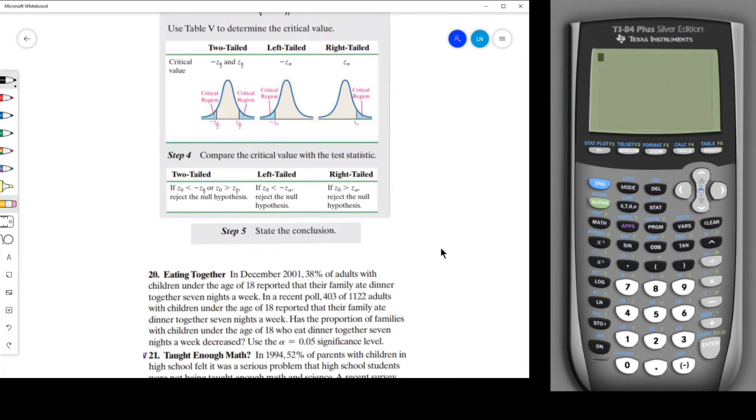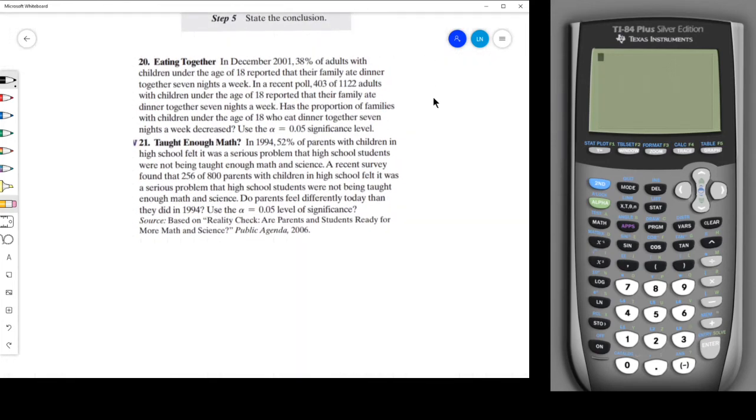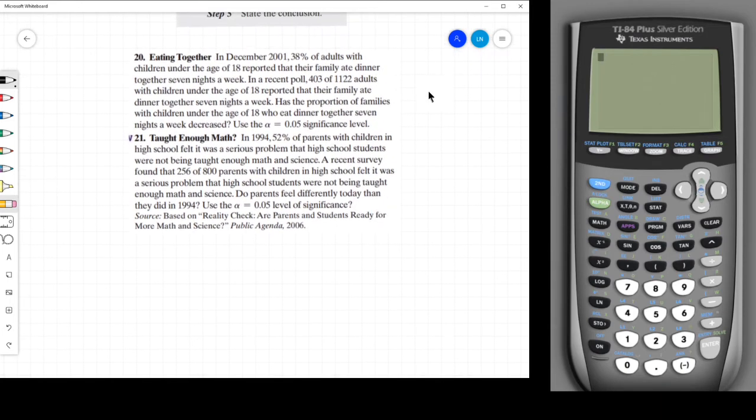So I pulled two problems from the back of the textbook, and we are going to work these two problems. It occurs to me I should have separated them a little bit more, but that's okay. So let's read through the first problem here.